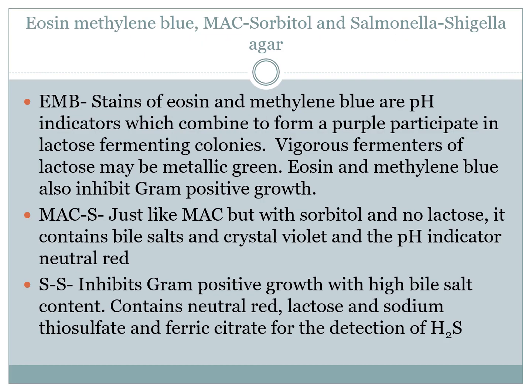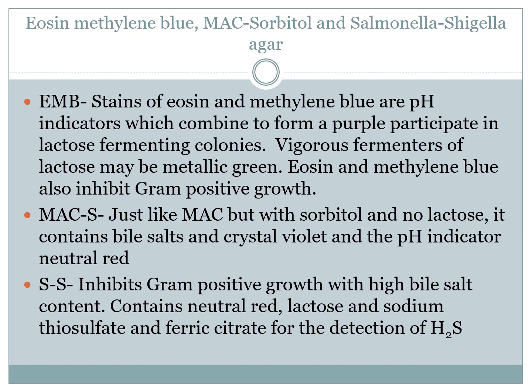Other media that we use in the microbiology lab are EMB, MAC sorbitol, and SS. EMB is eosin methylene blue, and here we have eosin and methylene blue that are the pH indicators in the media. Vigorous fermenters of lactose may be metallic green. One organism that can be metallic green on EMB is E. coli. Others that are lactose positive are going to be an opaque purple color.